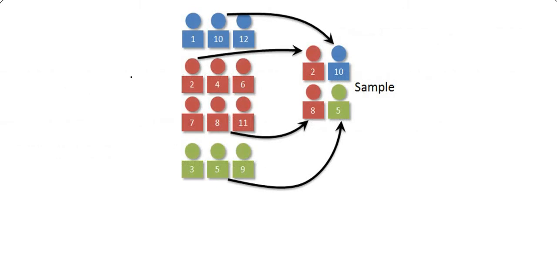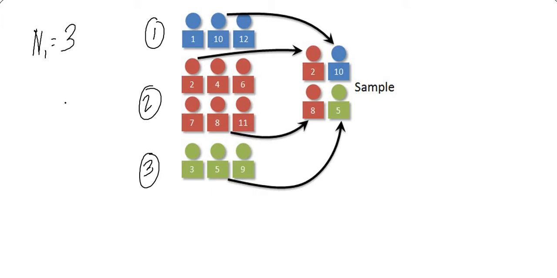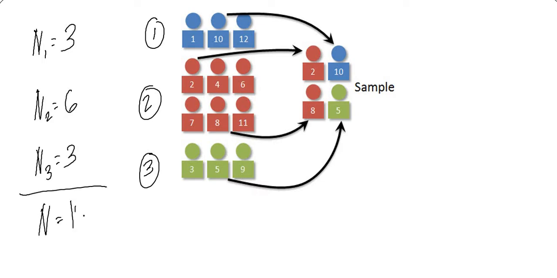As you can see, we have stratum 1 here, stratum 2, and stratum 3. In stratum 1, we have 3 members. So n sub 1 will be 3 members. Stratum 2, we have 6 members. So n sub 2 will be 6. And n sub 3 will also have 3 members, making a total of our population size 12. Here, we have a sample size of 4.